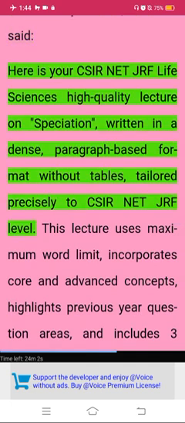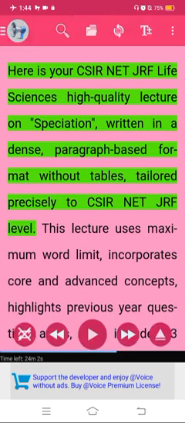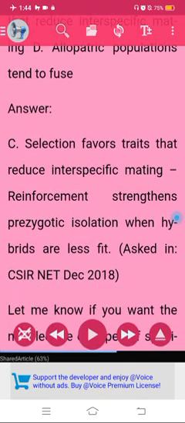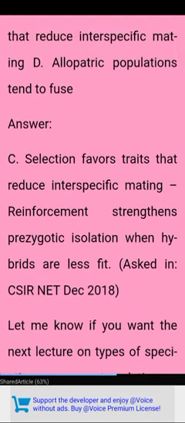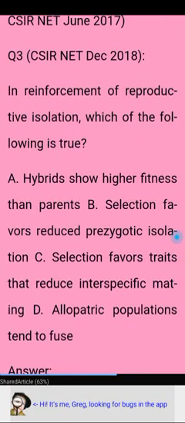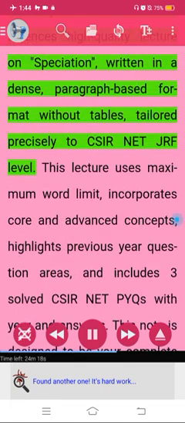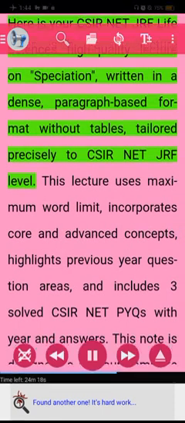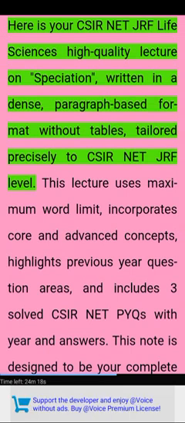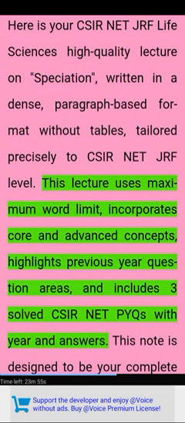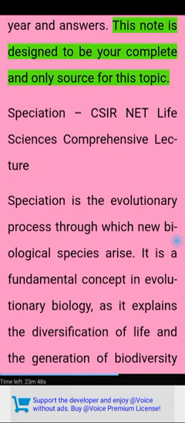Here is your CSIR-NET JRF Life Sciences High Quality Lecture on speciation, written in a dense, paragraph-based format without tables, tailored precisely to CSIR-NET JRF level. This lecture uses maximum word limit, incorporates core and advanced concepts, highlights previous year question areas, and includes pre-solved CSIR-NET PYQs with year and answers. This note is designed to be your complete and only source for this topic.